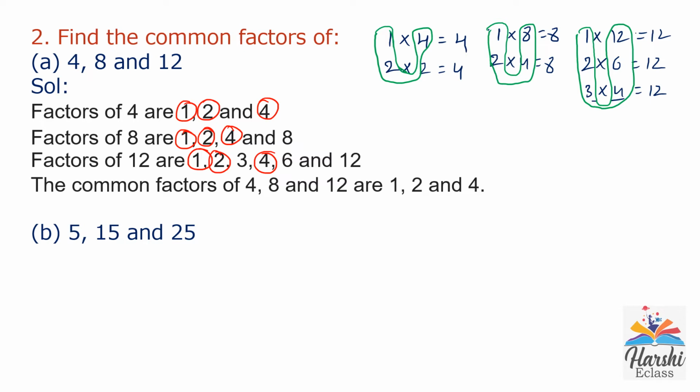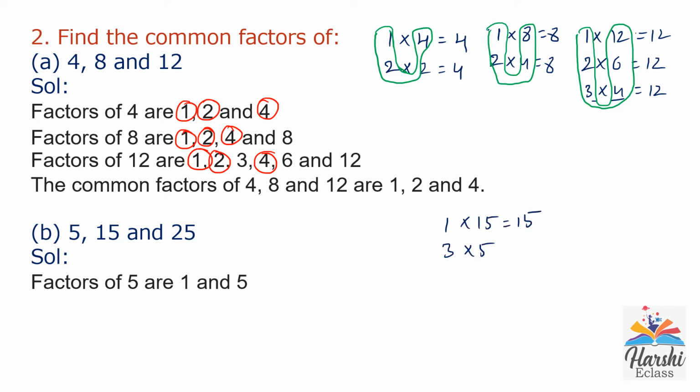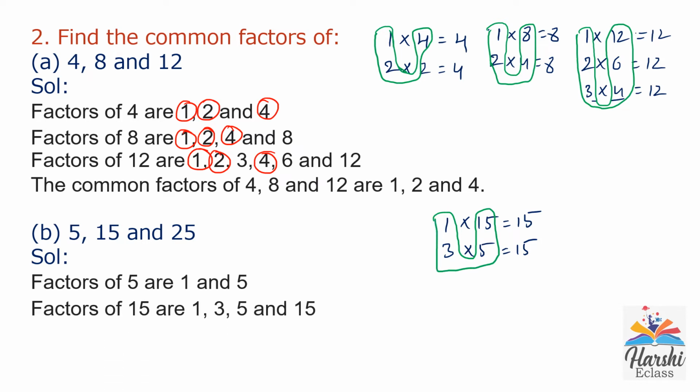B. 5, 15 and 25. We know that 5 is a prime number. It has only two factors, 1 and the number itself, 1 and 5. Factors of 15. 1 15 is 15, 3 5s are 15. After that 5 3s are 15. 5 and 3 are already written here. So the factors of 15 are 1, 3, 5 and 15.